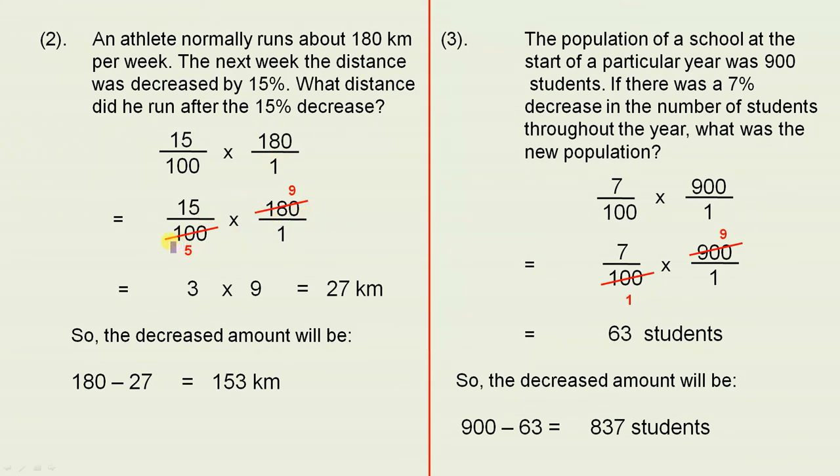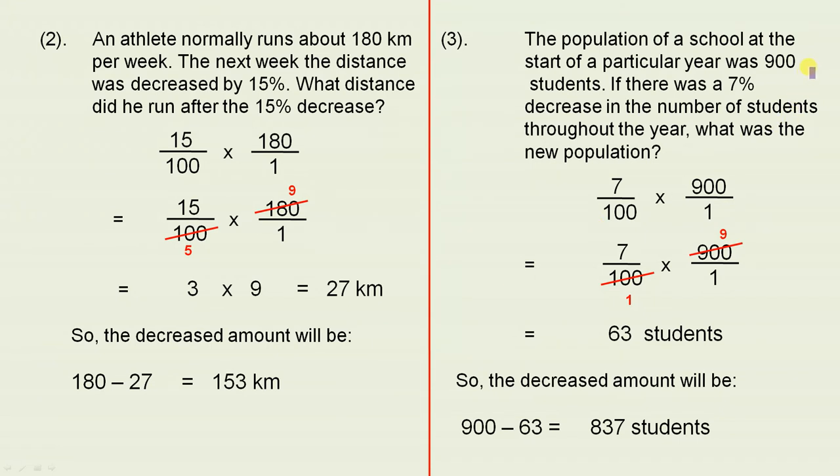Now, 20 into 100 goes 5 times. 20 into 180 goes 9 times. So we've done some good cancelling there. Now, we've noticed here that 15 over 5, that equals 3. So that's why I've written 3. And 9 over 1 equals 9. So it's 3 times 9, and that's 27 kilometres. So the decreased amount will be 180 minus 27 is 153 kilometres.